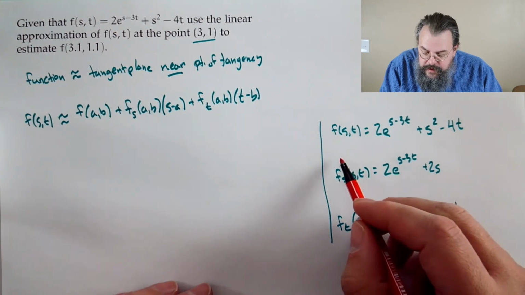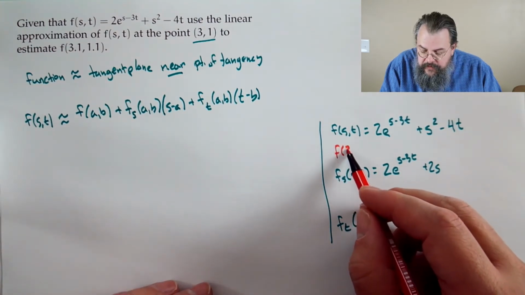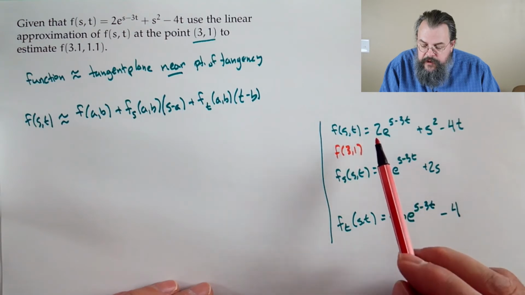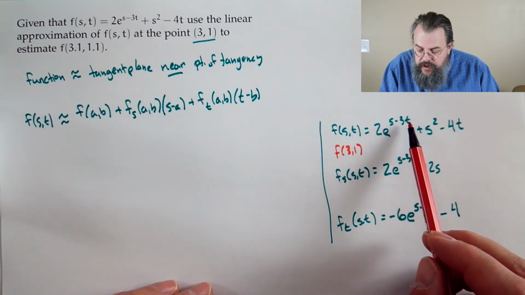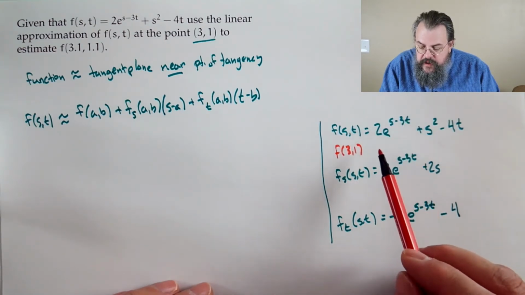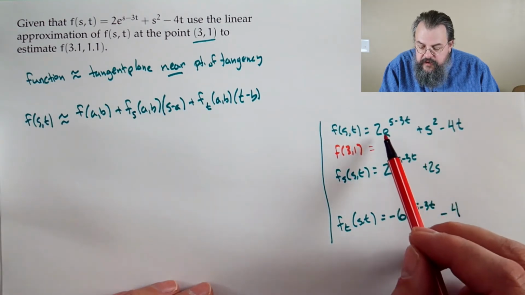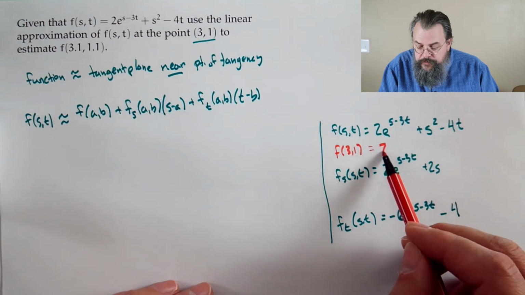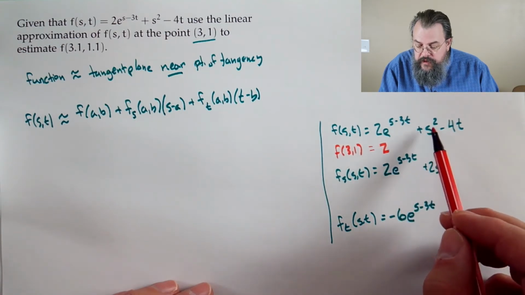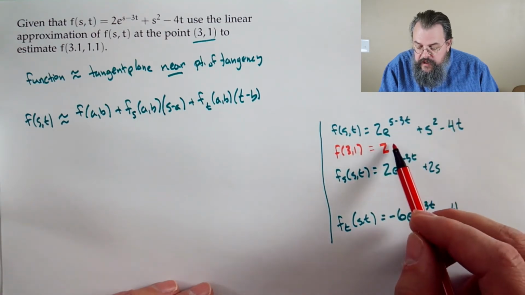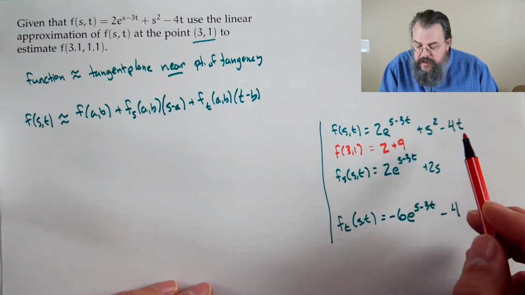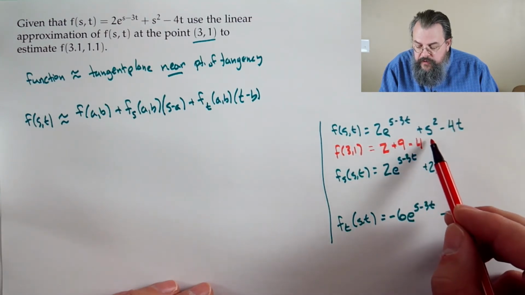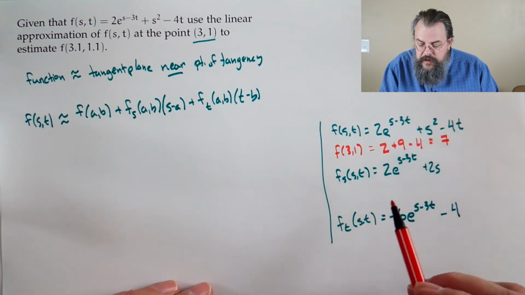All right, well, f of 3, 1. So we're going to have 3 minus 3. So that's e to the 0. E to the 0, also known as 1. Great. So we're going to have 2, 3 squared, because s is 3. So that would be 9. 4 times 1, that's minus 4. 2 plus 9 minus 4, 7.